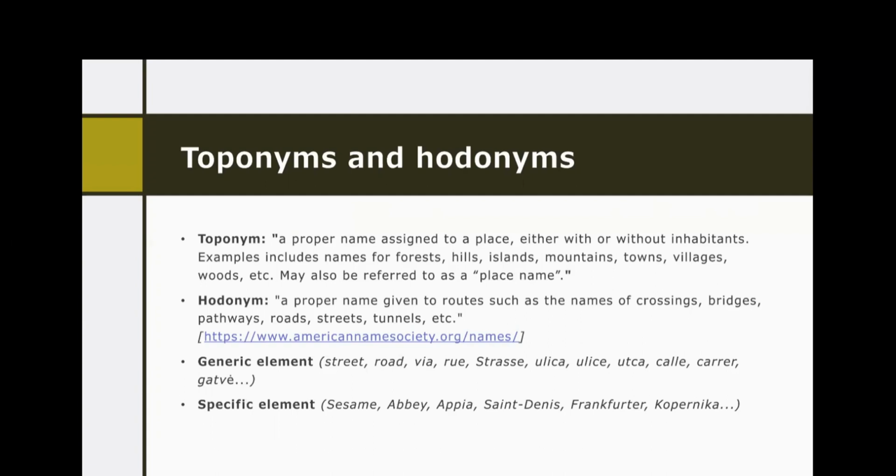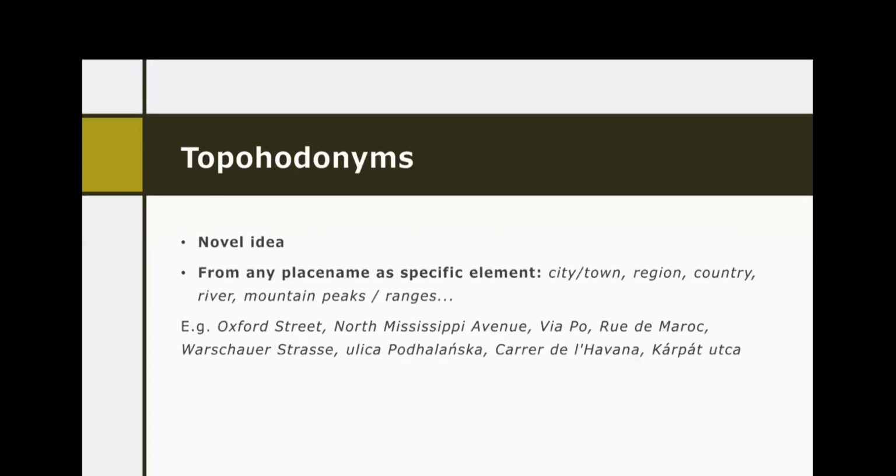Now there are many types of specific elements. It could be names of famous people in commemorative street names. It could be appellatives, that is common nouns, in such hodonyms as Church Street or Unter den Linden. But of interest for us today, it could also be toponyms of any kind, as you can see. It could be names of cities, towns, even of small villages, why not? Of whole regions or countries, names of rivers, of lakes, as well as of mountains or whole ranges.